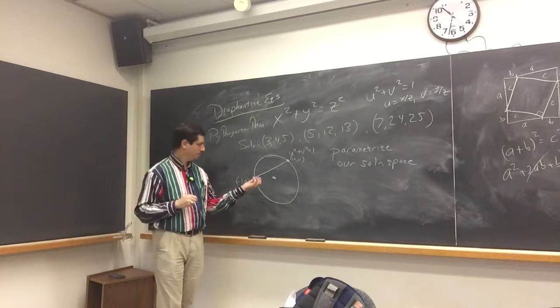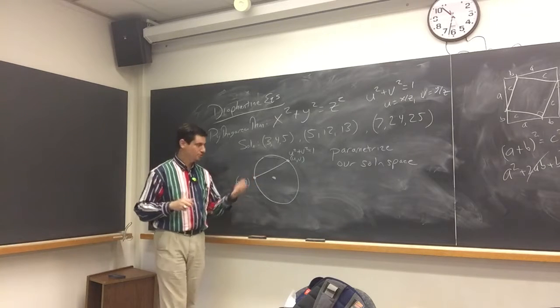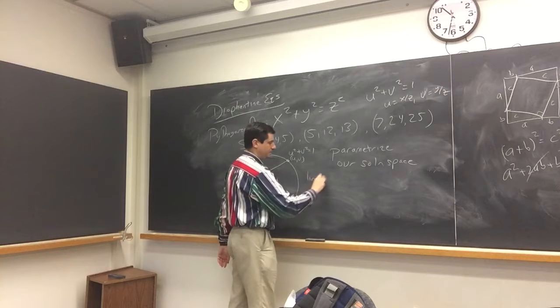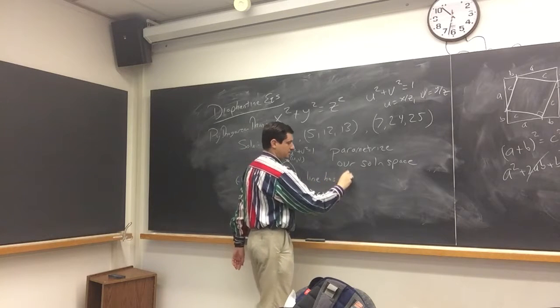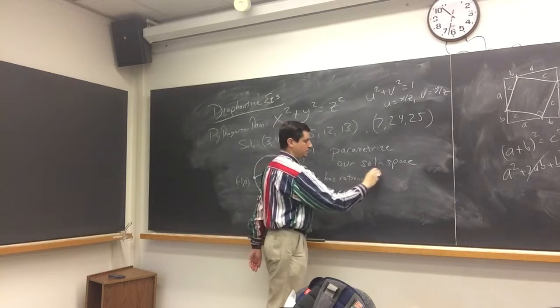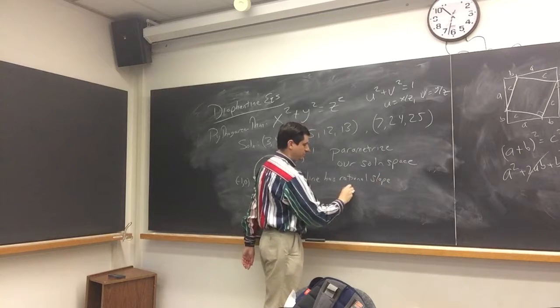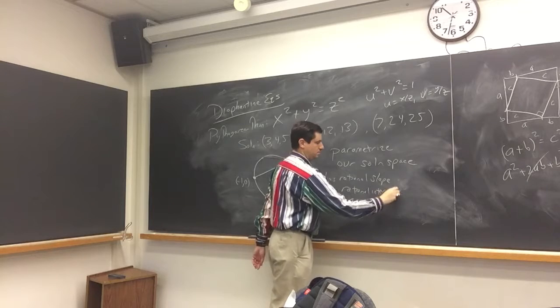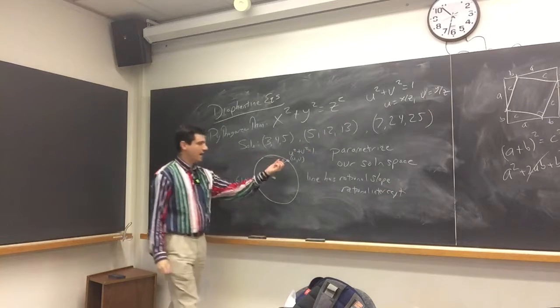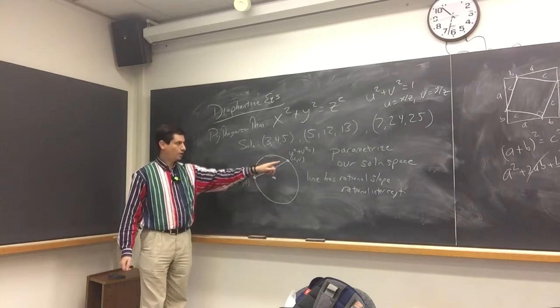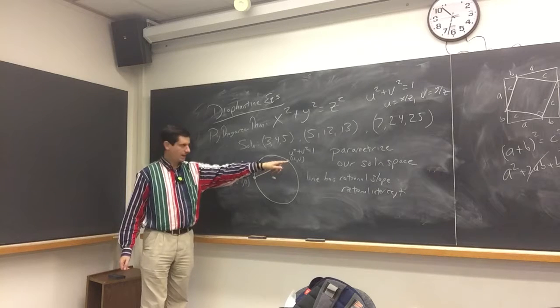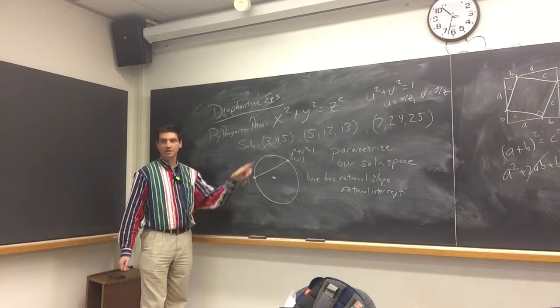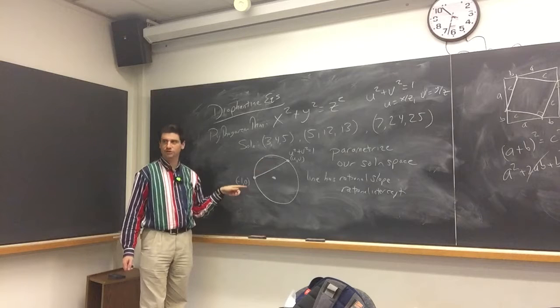It has rational slope. So the line has rational slope and rational intercept. So if you give me any point on the circle and I draw the line connecting, this line is going to have a rational slope and a rational intercept.